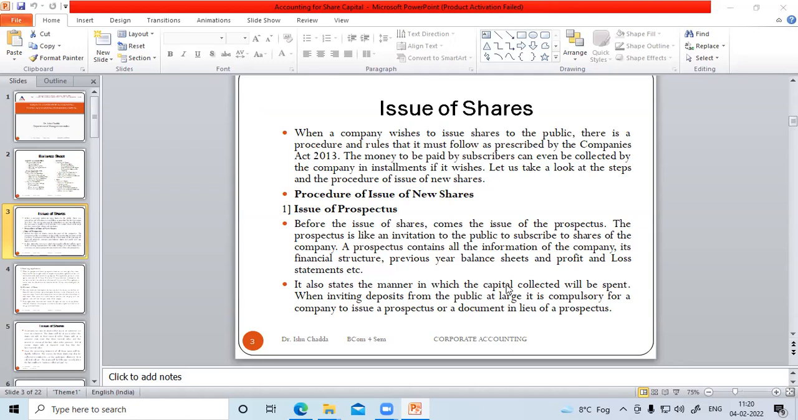A prospectus contains all the information of the company regarding its financial structure, previous balance sheets, and the profit and loss statements of earlier years also. It also states the manner in which the capital collected will be spent when inviting deposits from the public at large. It is compulsory for the company to issue a prospectus or a document in lieu of a prospectus. They have to consider this step, because it is compulsory for them to issue the prospectus before issuing the shares.